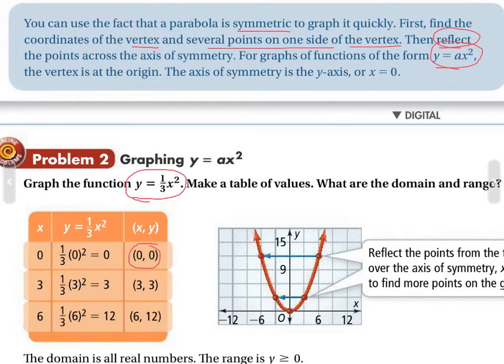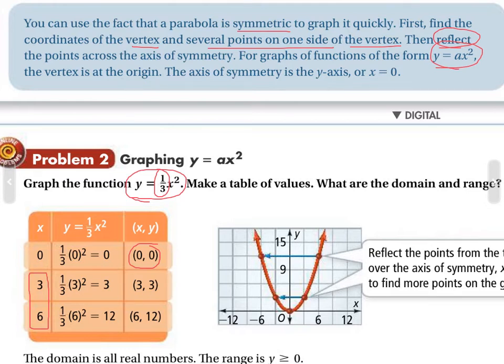So notice our x values that we're choosing. We're just choosing some values to the right of 0. And the reason we're picking 3 and 6 is because they are multiples of 3, and having that 1/3 fraction, we want to make sure that we're able to get multiples of 3 for my x squared so that I'm not trying to graph decimals. If it were a 1/2 out front, then I would pick x values that are multiples of 2. If it were a 1/4, I would pick x values that are multiples of 4, and so on.